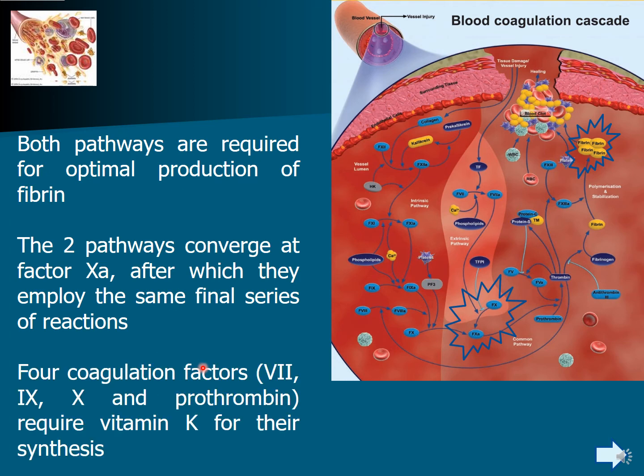There are also factors that are dependent on vitamin K, and we'll see that warfarin, for example, which is an oral anticoagulant, inhibits the synthesis of those vitamin K dependent factors because it's a vitamin K antagonist. Those factors are factors 7, 9, 10, and prothrombin. They need vitamin K for their synthesis.